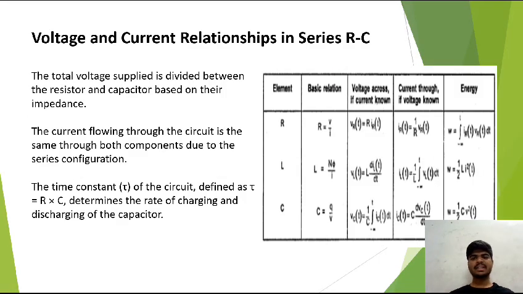As I said, in a series RC circuit, voltage will be different in the resistor and capacitor, depending on their impedance, and the current will be the same in both. As we can see here, there are some relations. For a resistor, from Ohm's law, V is equal to IR. From that, we get R equal to V by I. Now there is a capacitor.